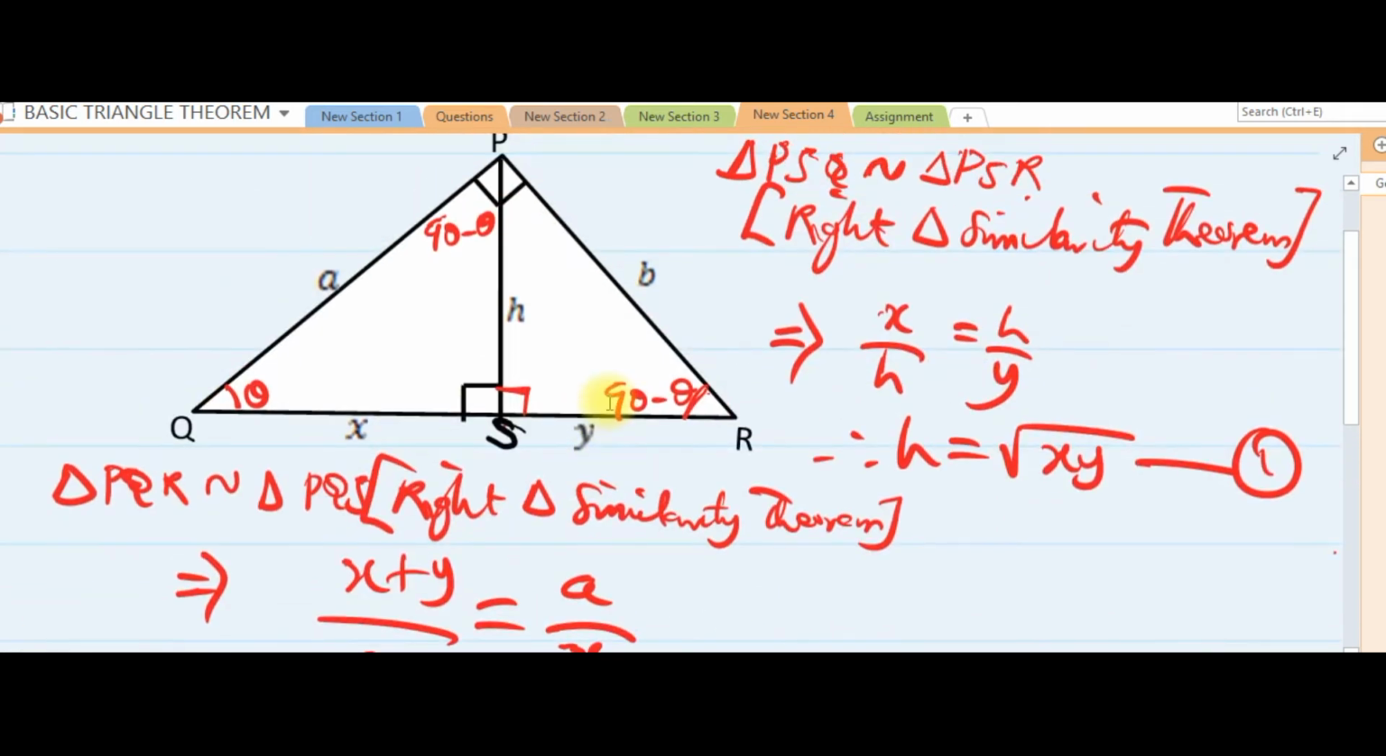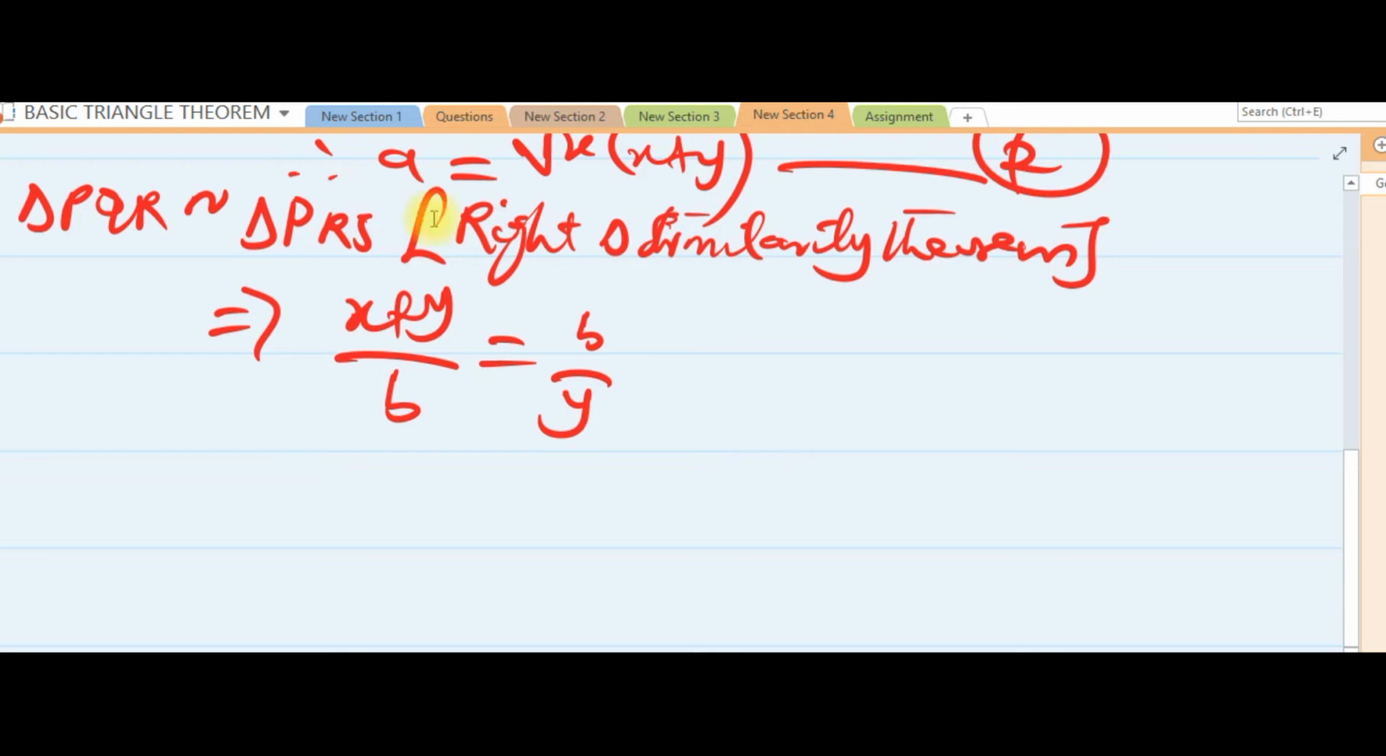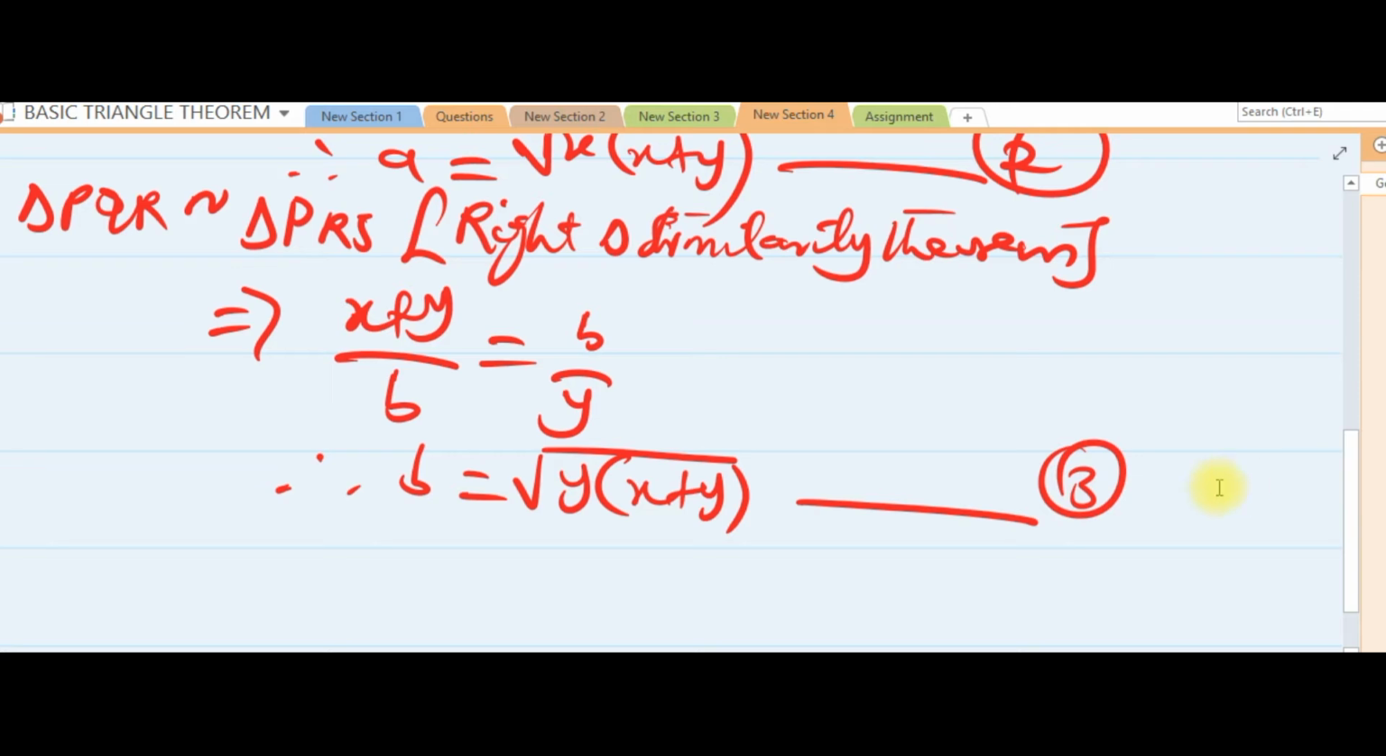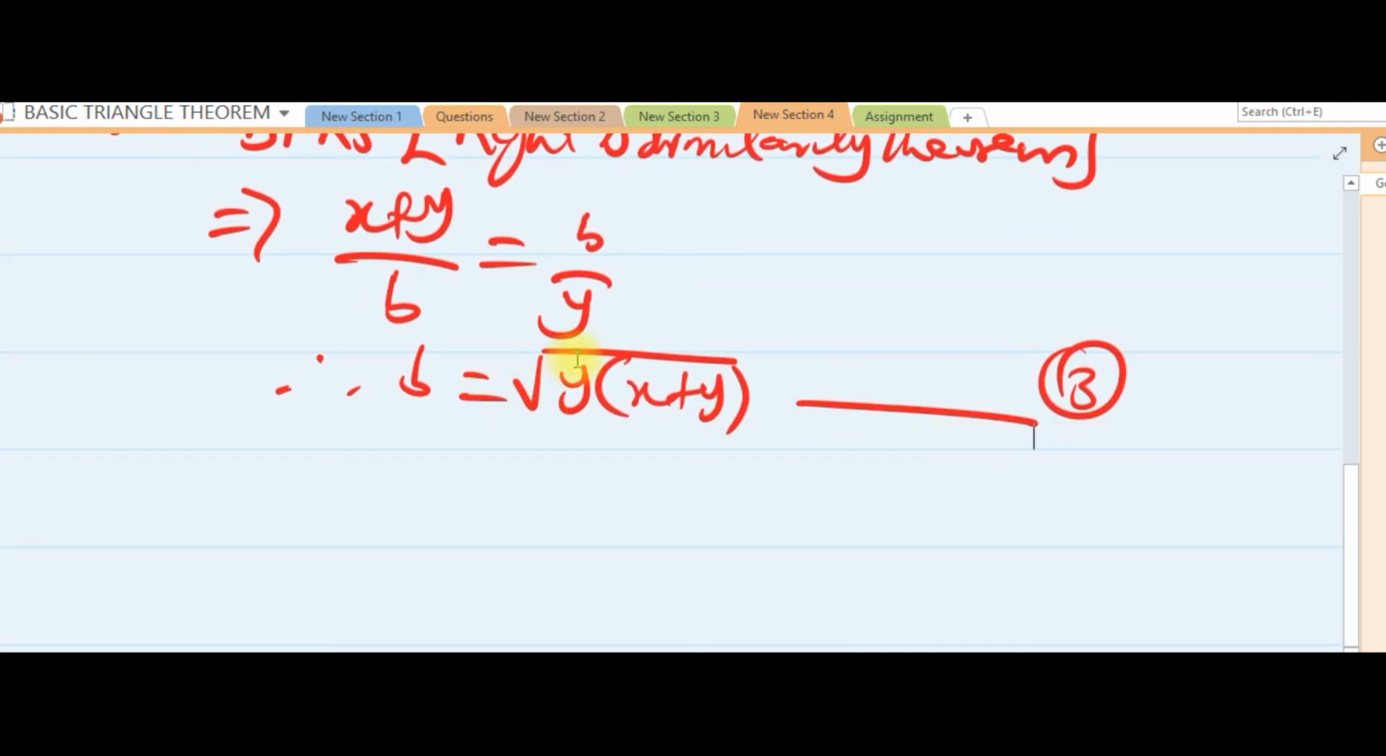Check it. The leg b of the bigger triangle corresponds to y of the smaller triangle, because here, check it, here is theta. Do you get? So the bigger one is opposite theta, while the smaller one here, y, is opposite theta, so that they correspond. Therefore, b is square root y times x plus y. This is a very, very important formula. So you note this.